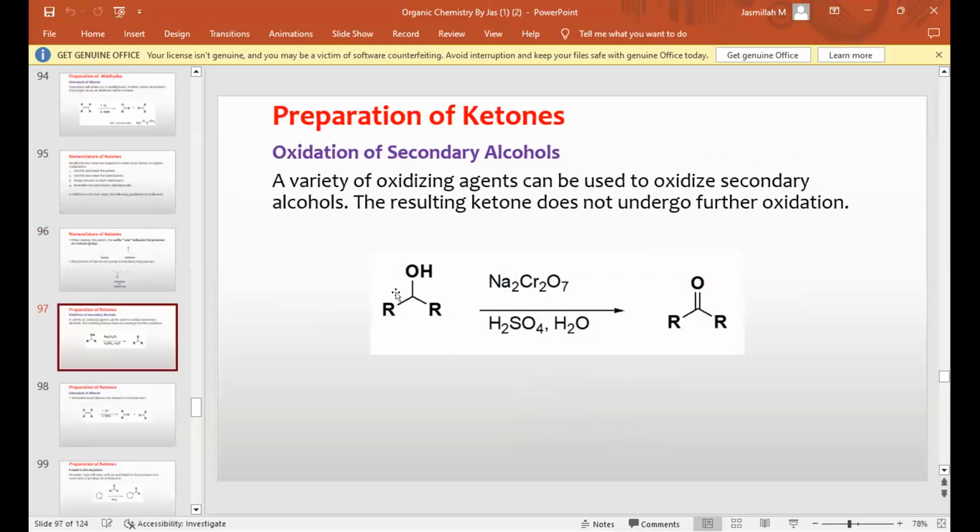Then preparation of ketones is through oxidation of secondary alcohols. So this is our secondary alcohol in the presence of sodium... can someone help me, what is this compound? Sodium chromate. Yes, sodium dichromate. So in the presence of sodium dichromate and sulfuric acid, also water, it will give us a ketone.